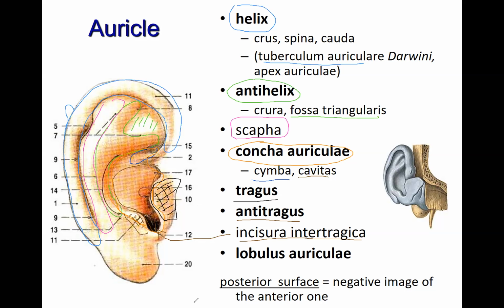Okay, the last is lobule. And lobule differs from the rest of the auricle as it is not formed by cartilage. So lobule is missing on this figure of the cartilage. The cartilage is elastic. So this is the anterior surface and all the structures on the surface.